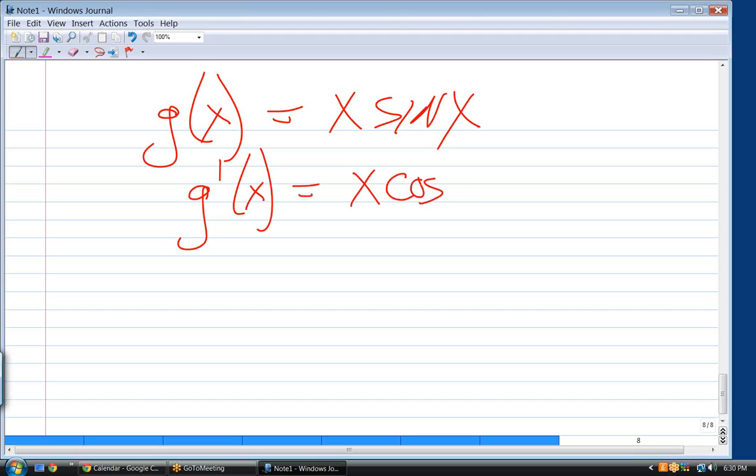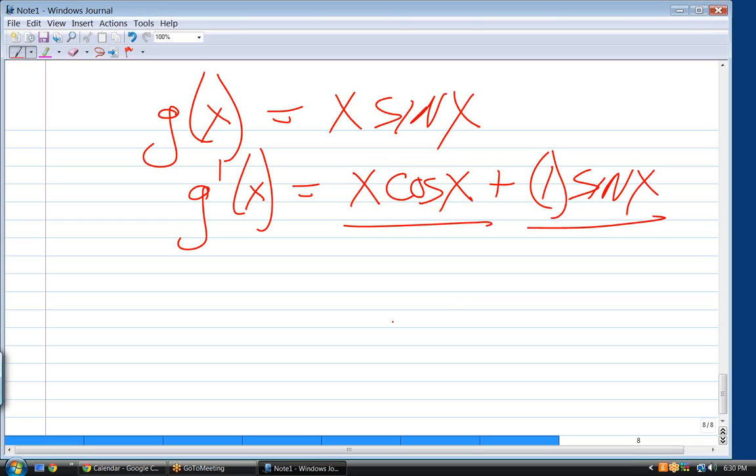x times cosine of x plus 1 times sine x. And obviously you can reverse these. So it doesn't matter whether I put that first or that first. The way to remember it is obviously it's one function times the derivative of the other plus the reverse. That's kind of the way I remember it. Okay, let's do another one.